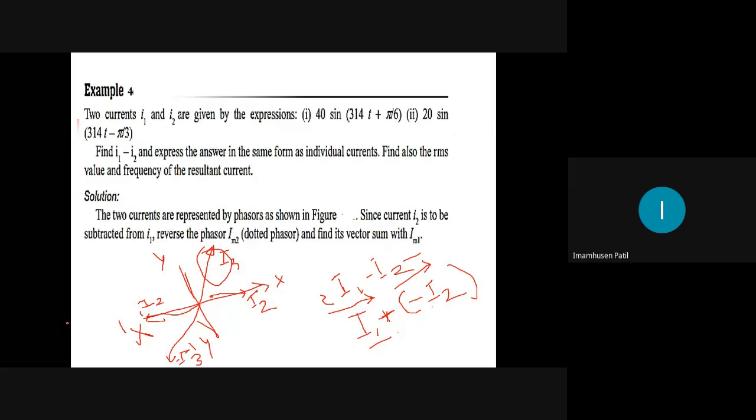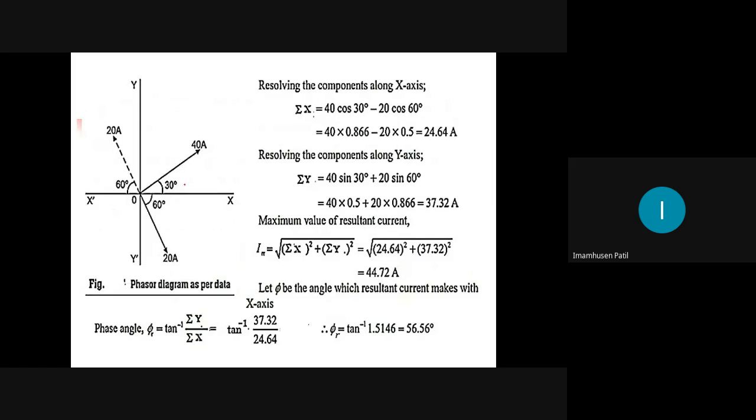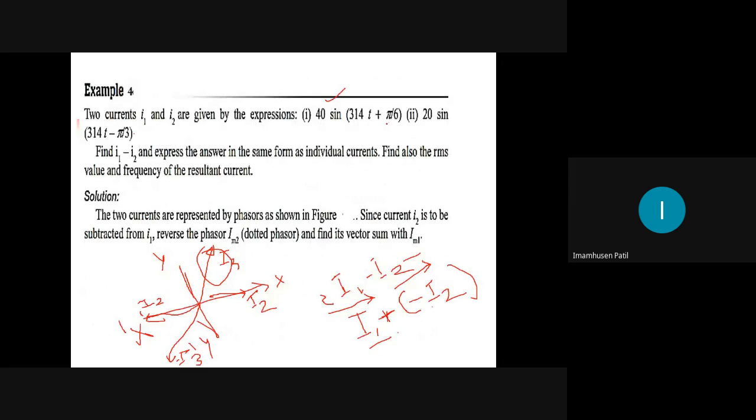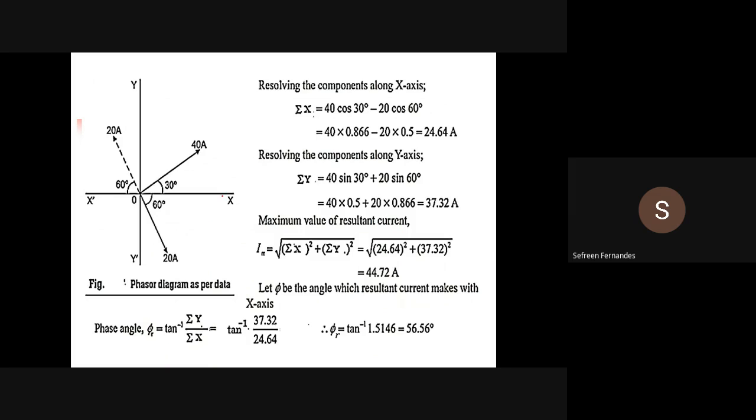Now here, this is I1 and this is I2. You are supposed to do the operation I1 minus I2. I1 is pi by 6, which means 30 degrees, leading, because it is plus. I2 is minus pi by 3; pi by 3 is 60 degrees, and it is lagging. Now I want I1 minus I2.